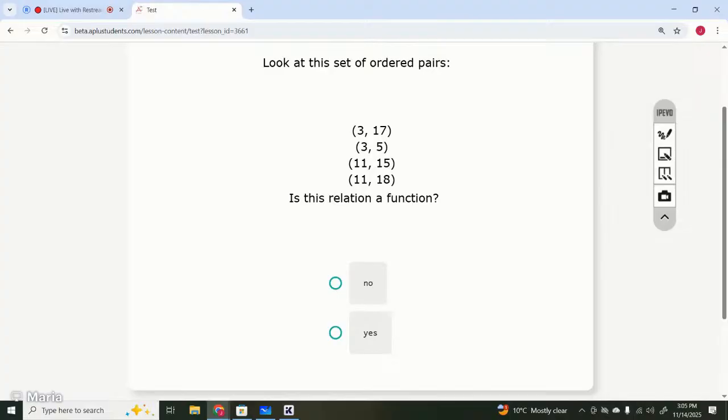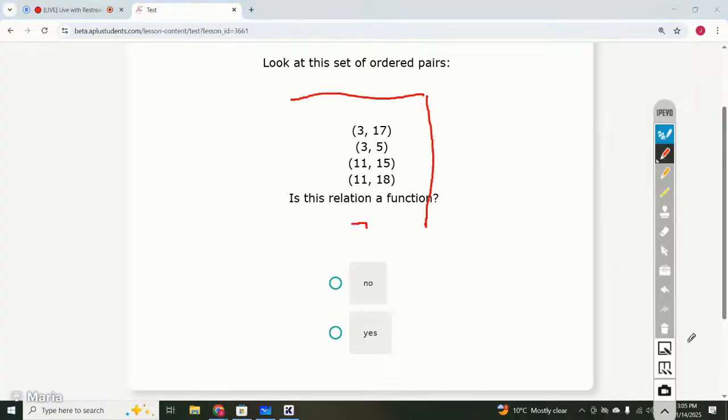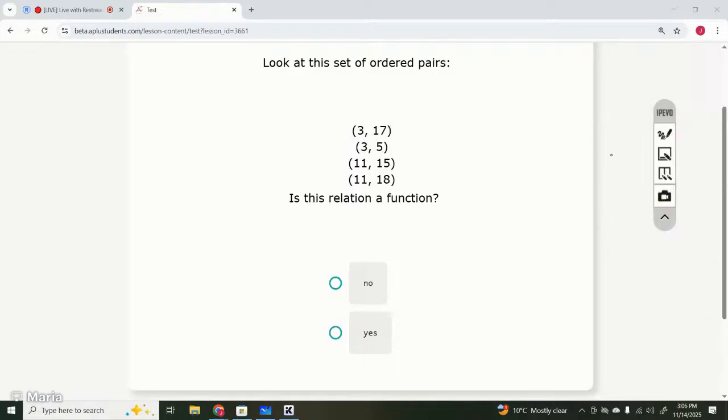Okay, ordered pairs: 3, 17, 3, 5, 11, 15, and 11, 18. Is this relation a function? Each value of x can map to only one value of y. This is the definition of a function, but you can see here, the same value of x maps to two values of y, right? So that means no, this is not a function. The correct option is no.